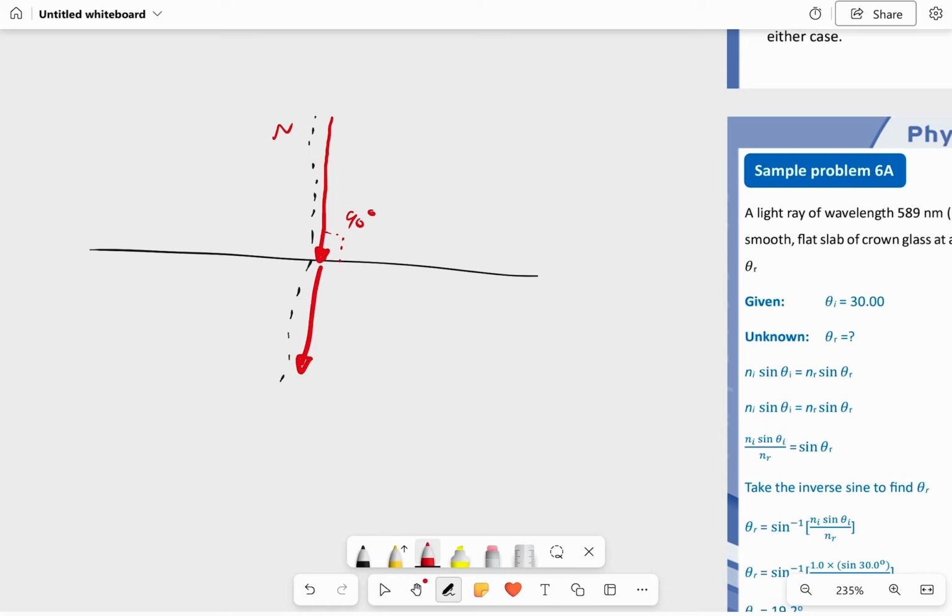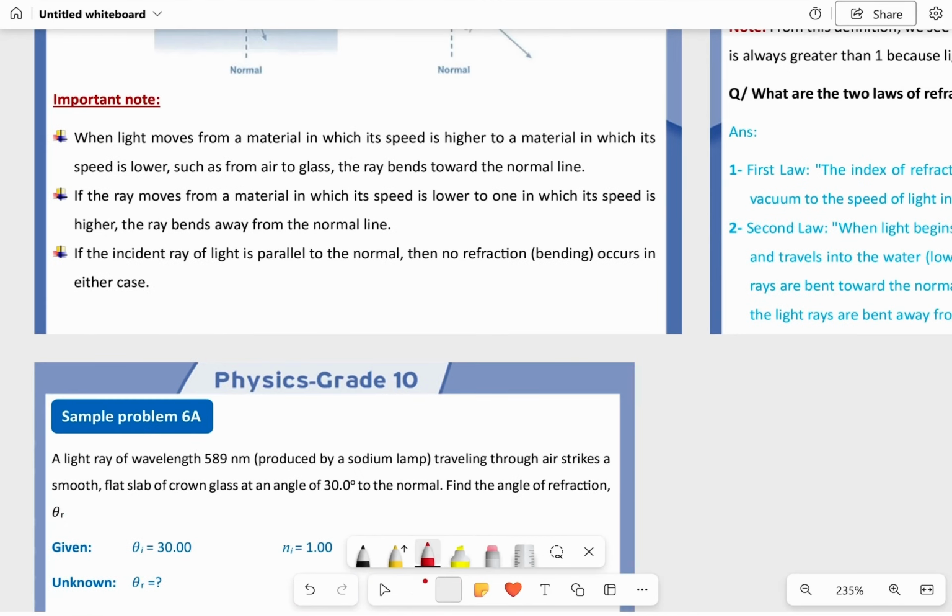There's going to be no bending. When the incident ray is parallel to the normal line, then there's going to be no, sorry, not reflection, refraction, okay? This happens when the angle is 90 degrees with the surface, of course, or the incident ray is along the normal line, or it is parallel to the normal line. Doesn't matter how you state it.